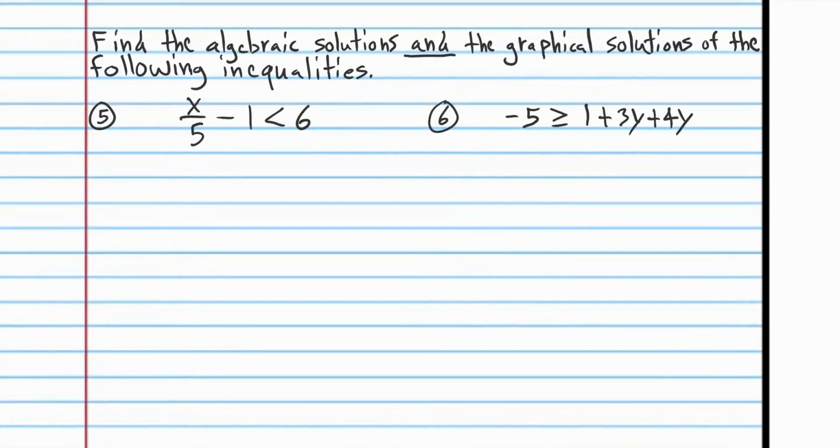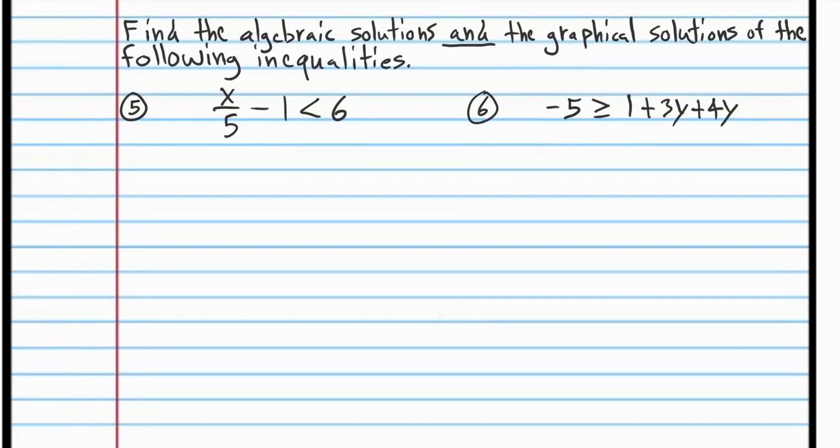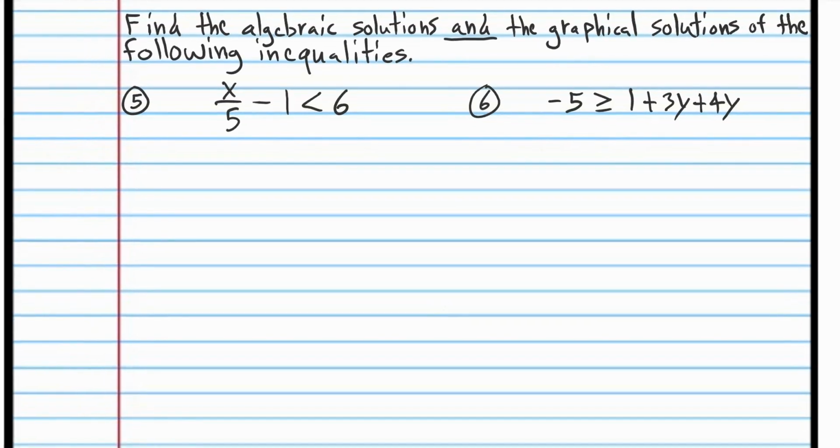Find the algebraic solutions and the graphical solutions of the following inequalities. So first we just pretend that this is an equal sign, just like a normal equation, and we go ahead and just solve it. This equation doesn't have parentheses, so I'm going to require you to show every single step. So we're going to rewrite, add 1 to both sides. This is a two-step equation.